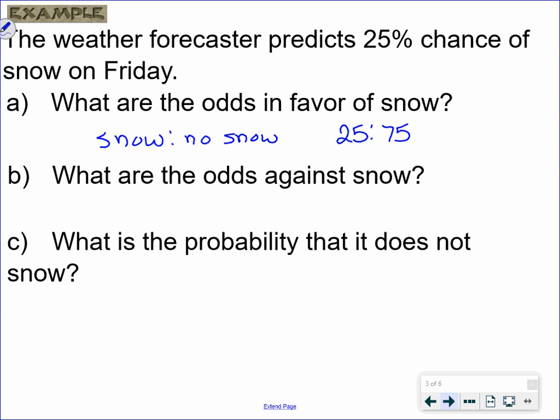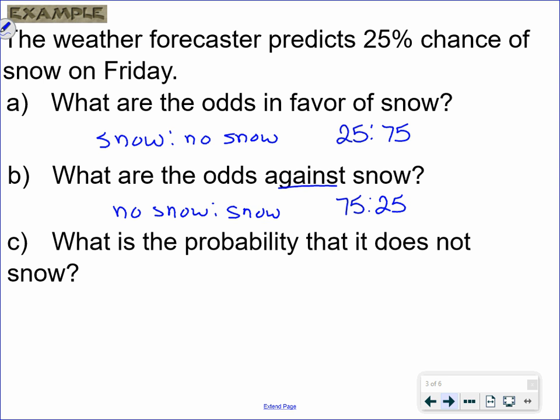What are the odds against snow? So against snow would mean no snow compared to snow. So we're going to use the same numbers as part A. We're just going to switch them around. So the number of not getting snow would be 75. Compare that to getting snow, which would be 25.